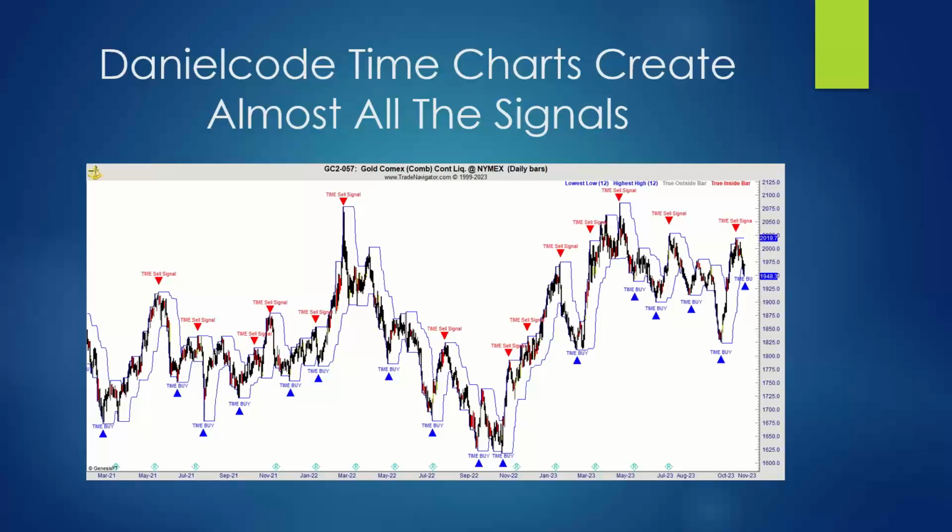This is a chart you've seen before. This is gold for almost the last 3 years, and it shows you every time turn. And what you can see, they're not exclusive, but every significant turn on this chart, which is gold, which can be a problem. It's a very complex market because of the different inputs that go into it. But every significant turn has happened at a Danielcode time cycle.